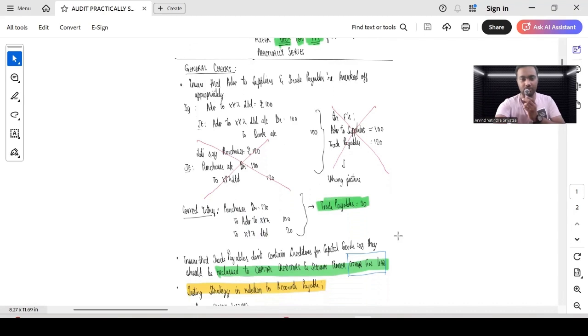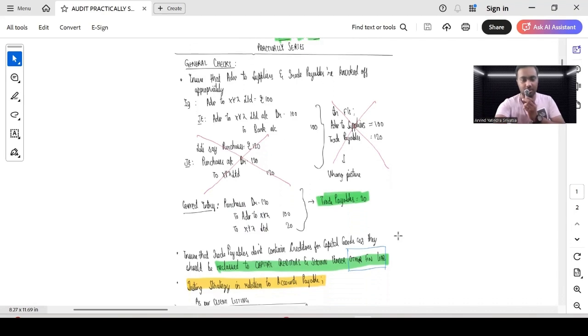The trade payables don't contain creditors for capital goods, because they should be reclassed to capital creditors and shown under other financial liabilities. Guys, your capital creditors are the people from whom you procure your equipment that is necessary for usually constructing a machinery.